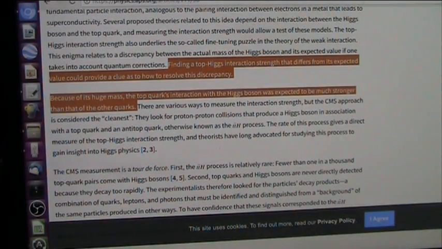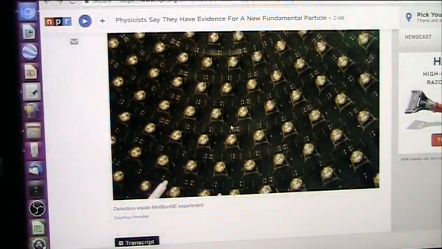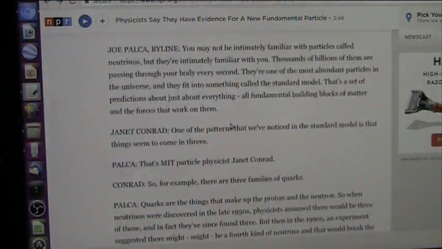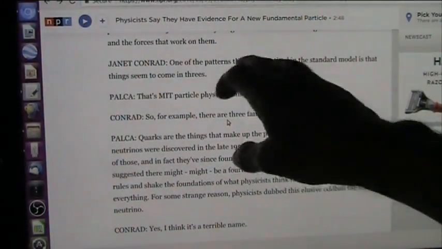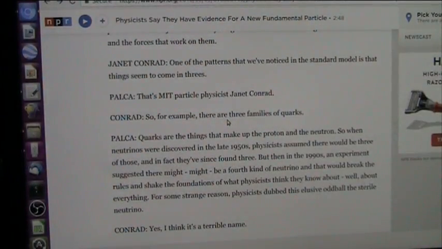Now, I looked into this one here. The physicists say they think there's a new particle. Well, they're coming up with new stuff every day, and I think they've been watching my videos, because my videos show that there is new stuff all over the place, and they're just leaving it laying there. Now, this woman here, Janet Conrad, she says that they've noticed in the standard model things seem to come in threes. There are some other things with threes that I understand a little bit, but I won't bother talking about. I do have a feeling that there is validity to that statement.